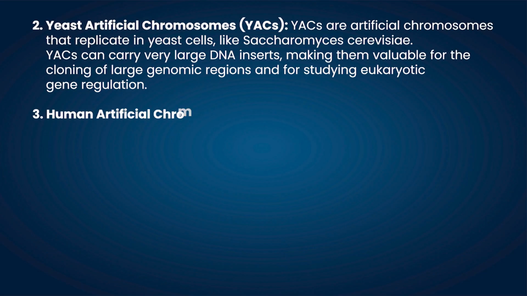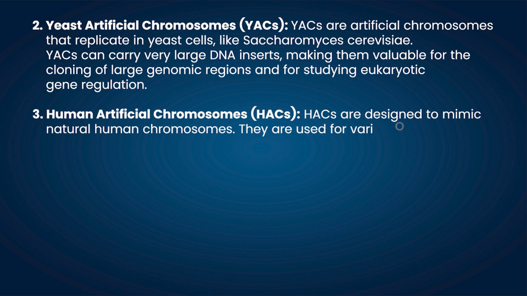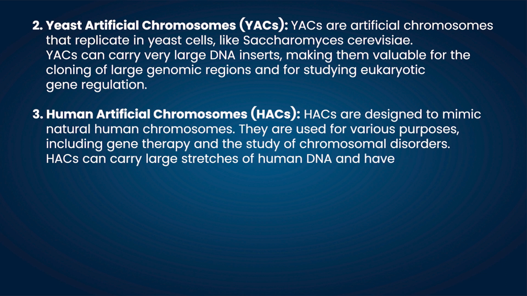Next is human artificial chromosomes or mammalian artificial chromosomes. MACs and HACs are the same. Human artificial chromosomes or mammalian artificial chromosomes are designed to mimic natural human chromosomes. They are used for various purposes including gene therapy and the study of chromosomal disorders. HACs can carry very large stretches of human DNA and have the potential to deliver therapeutic genes to patients. They are majorly used for gene therapy.